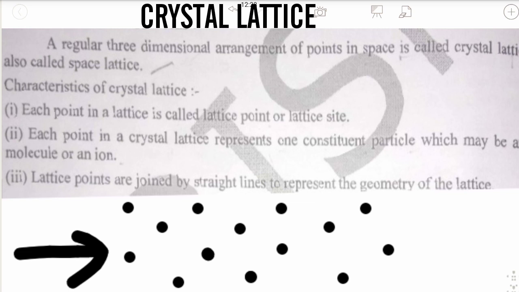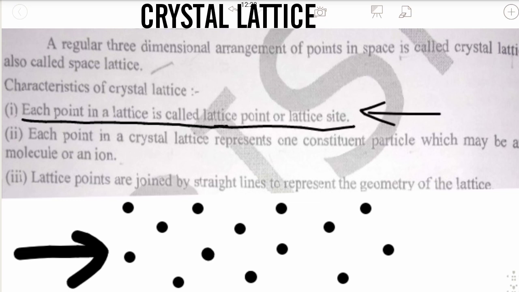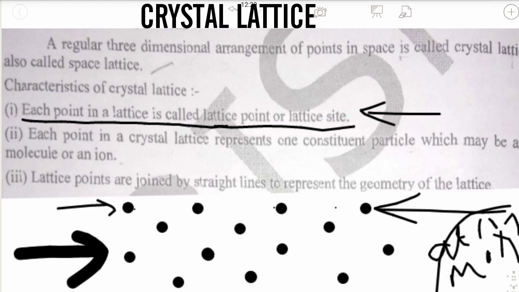Characteristics of lattice points in a crystal lattice: each point in a lattice is called a lattice point or a lattice site. Each point in a crystal lattice represents one constituent particle, which may be an atom, molecule or ion. We should not call them just points, but lattice points.